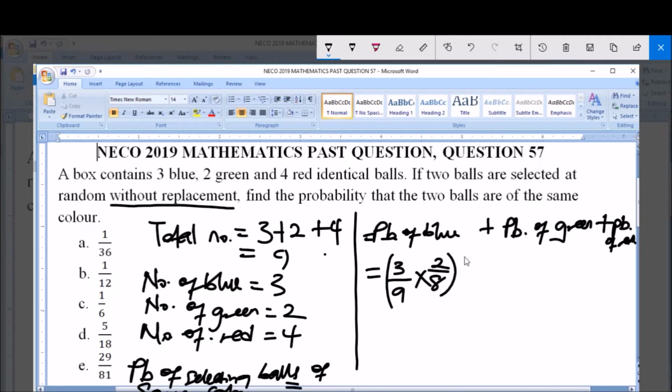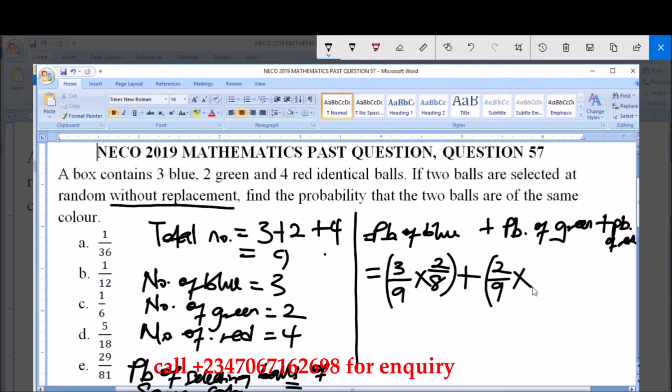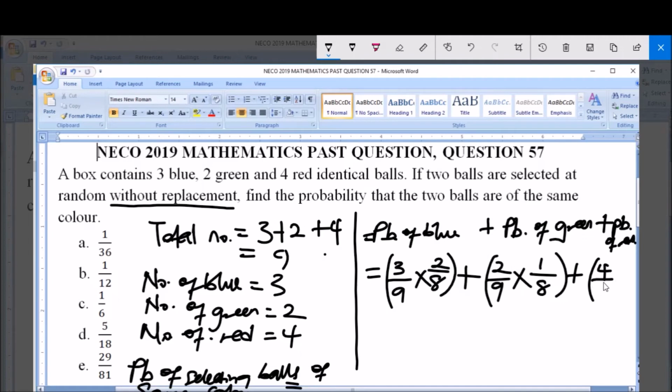Or the probability of getting the 2 balls to be green. The total number of green balls is 2. So first we have 2 all over 9 times, similarly again without replacement. Since we've removed 1 green, we'll be left with 1 green, and since we've removed 1 out of the total number of balls, we'll be left with 8. So 1 over 8, plus the probability of getting a red ball, and that is 4 over 9 for the first ball, then without replacement multiplied by 3 over 8. Remember we removed 1 red ball, so 3 are left, and we removed 1 out of 9 balls, so 8. 3 over 8.